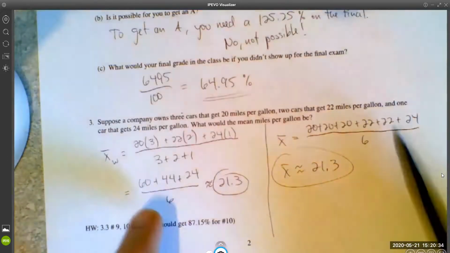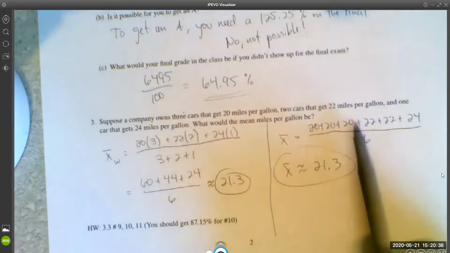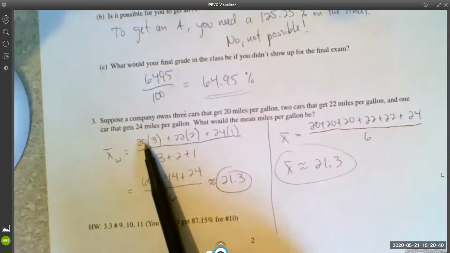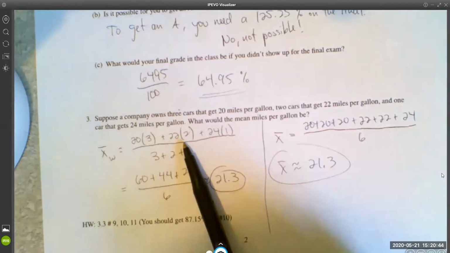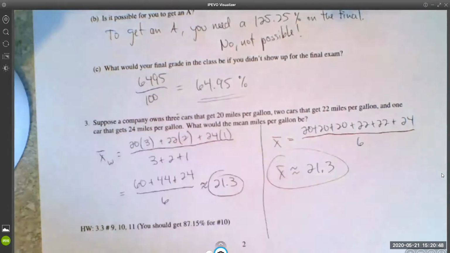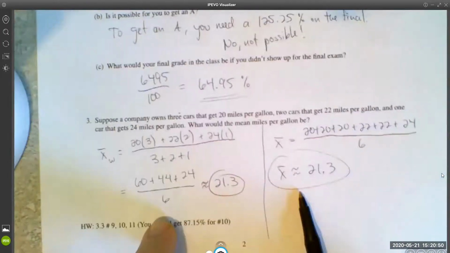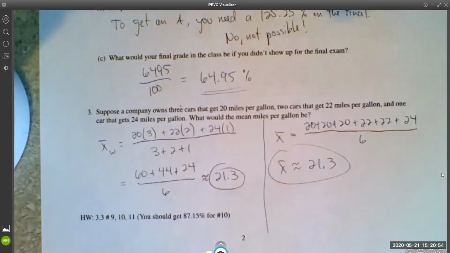And hopefully you can see the connection here between these two things, right? Saying 20 plus 20 plus 20 is the same as saying 20 times 3. And saying 22 plus 22 is the same as saying 22 times 2. And saying 24 is the same as saying 24 times 1. So hopefully this example illustrates why the weighted mean formula works, okay?